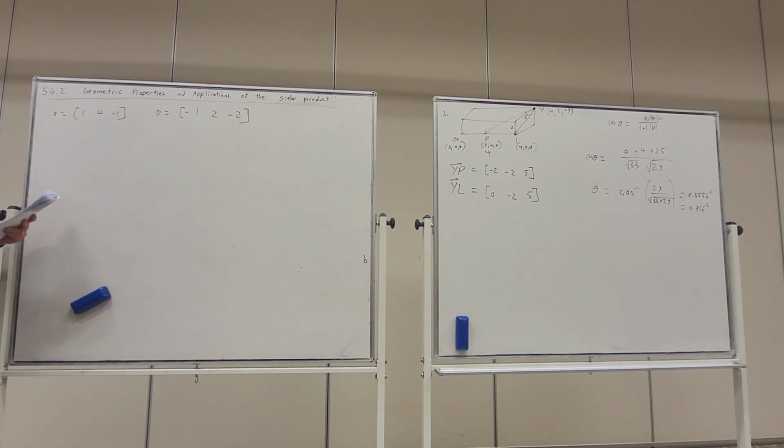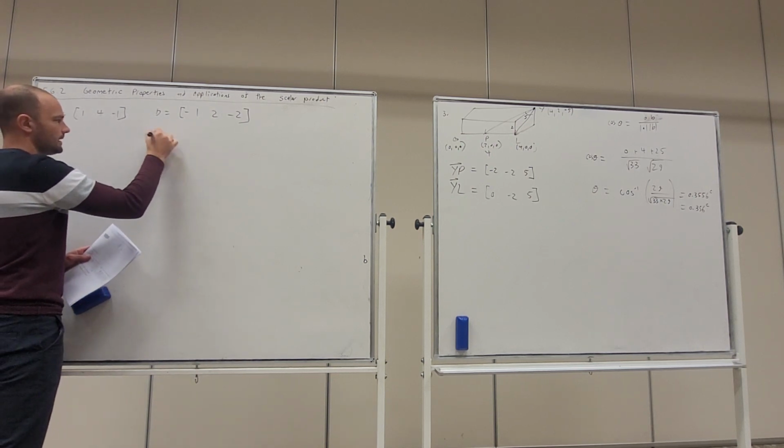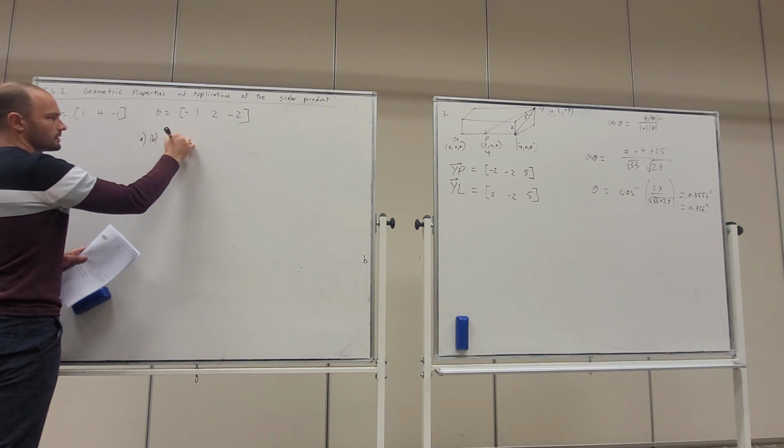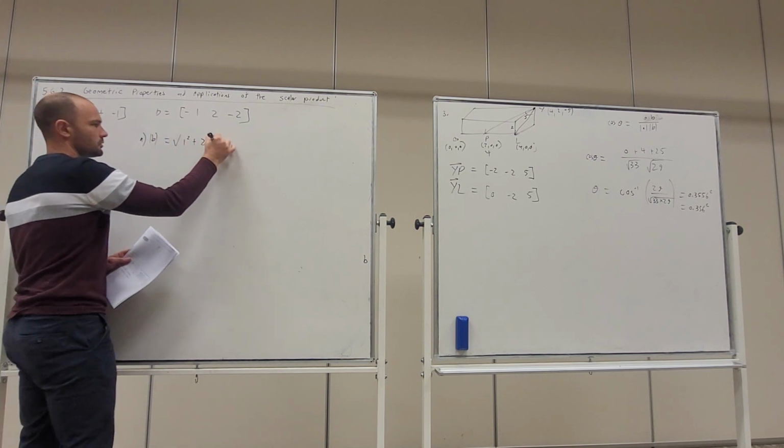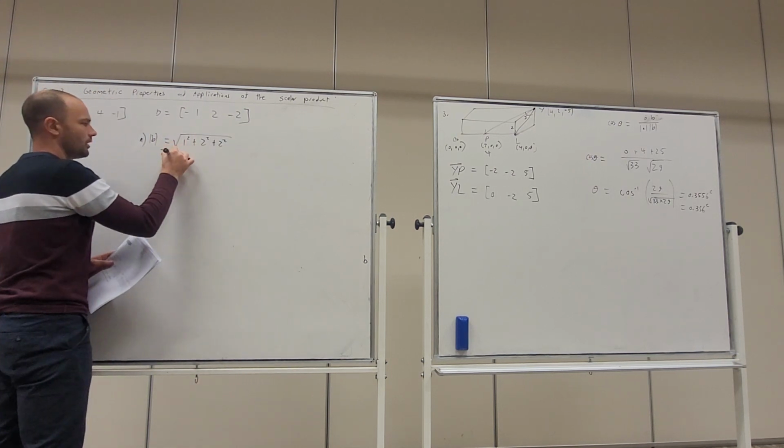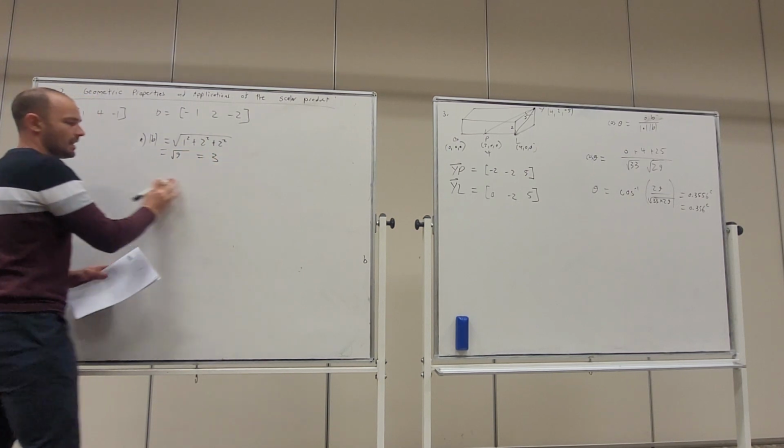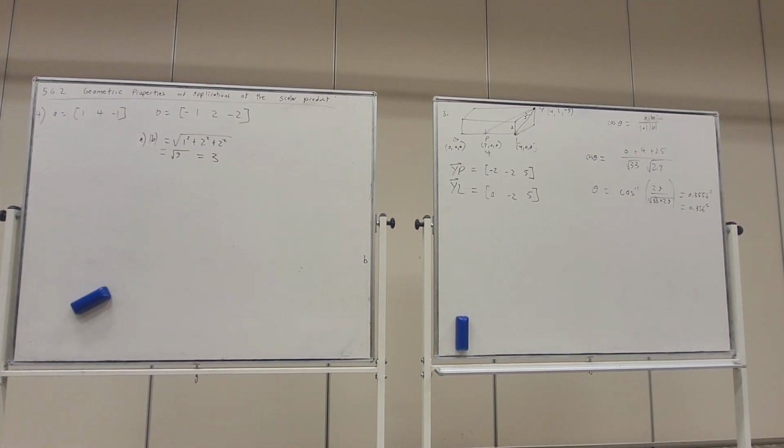Find the modulus of B. Alright, so the modulus of vector B is just going to be the square root of 1 squared plus 2 squared plus 2 squared. Square root of 9 has to be 3. Has to be positive because modulus is length. We want to know how far is it for the extent of the vector. So the modulus of vector B is 3.